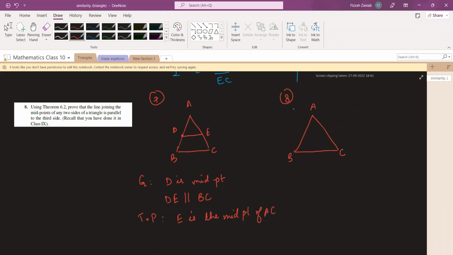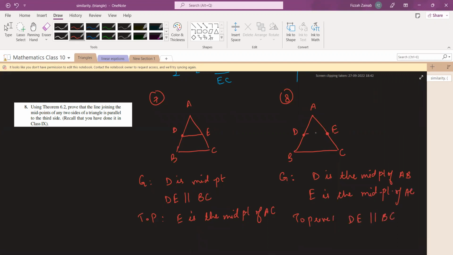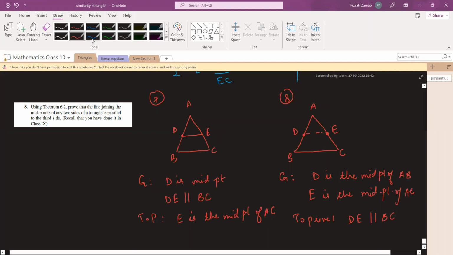Now in question number 8, it is just the converse. Prove that the line joining the midpoints of any two sides of a triangle is parallel to the third side. So D is already a midpoint and E is already a midpoint. Now just look at what is given. D is the midpoint of AB, and E is the midpoint of AC. This time you have to prove that DE is parallel to BC. Understood? That is the difference here.